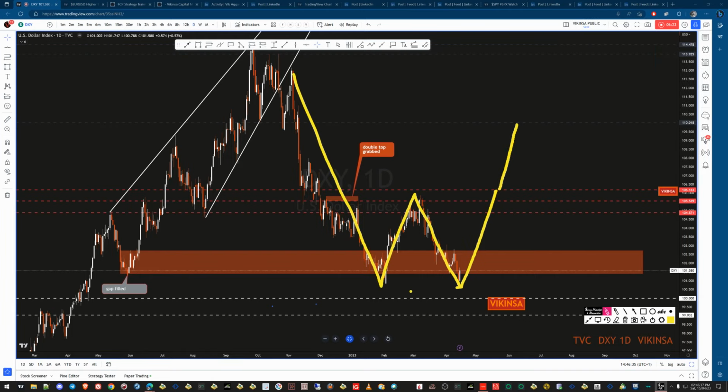Okay, now, if the market violates the previous low, right, on a weekly basis, then it can come to 100, and it can go into 99, and then also it can start to push back up because these can act as support. So this is what you should be looking at.